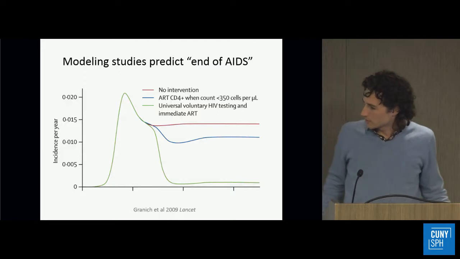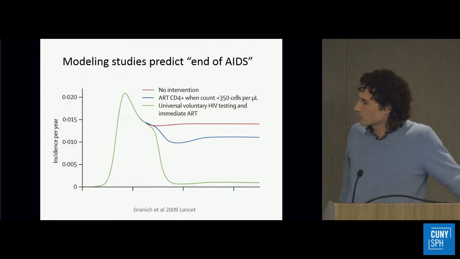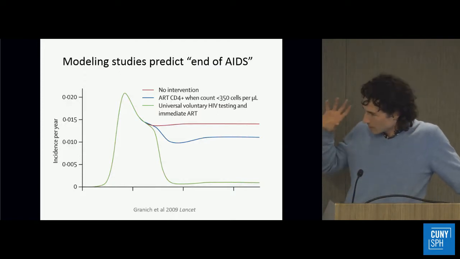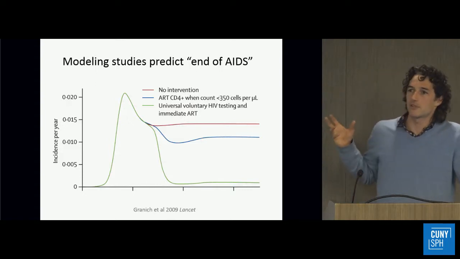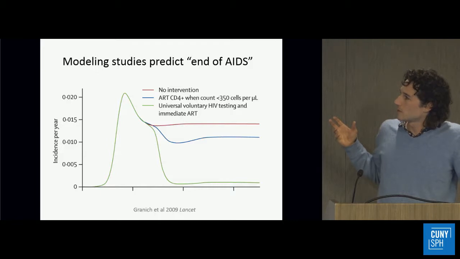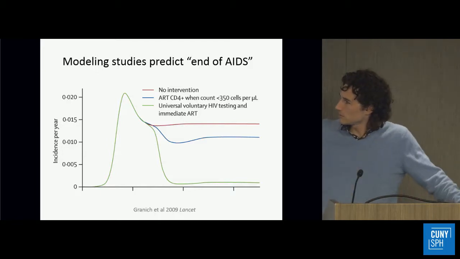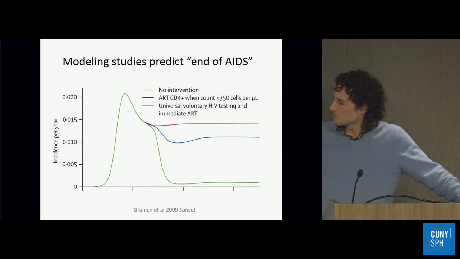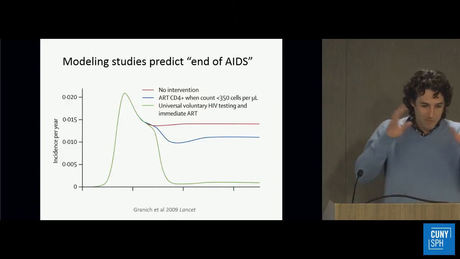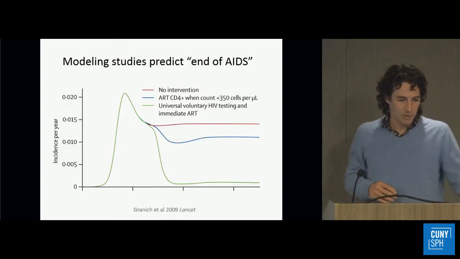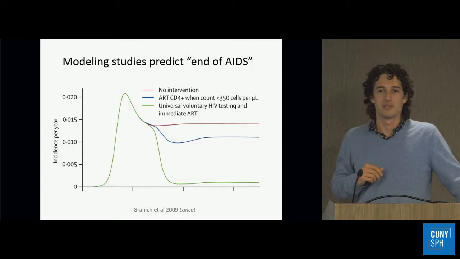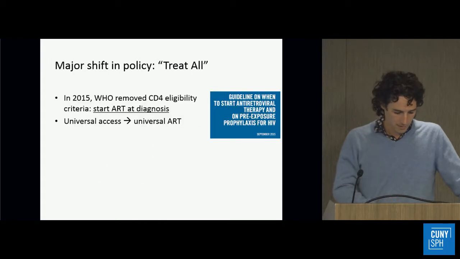This is from the Reuben Granich article in 2009, which sort of got people thinking, was an important article in getting people really thinking about the potential of treatment as prevention, that universal voluntary HIV testing and immediate ART of everybody would see incidence plummet essentially to 0 immediately.